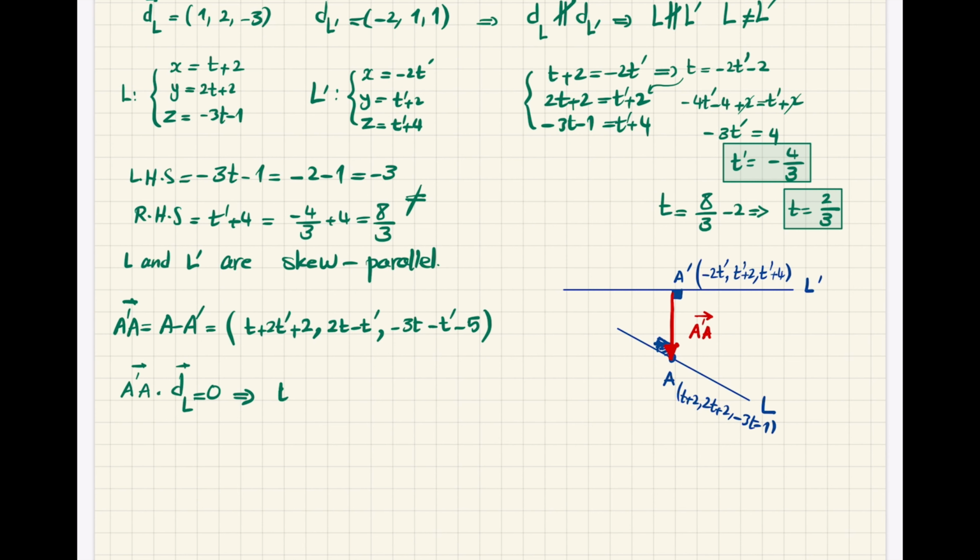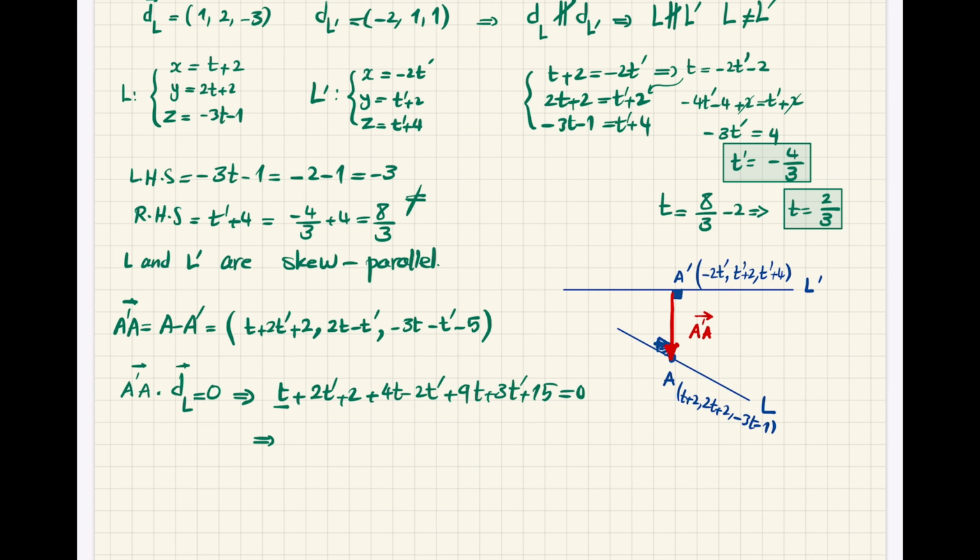So the first one becomes 2t plus 2t prime plus 2. The second one becomes 4t minus 2t prime. The final one becomes positive 9t, positive 3t prime, positive 15. This should be equal to 0. So let us simplify this equation.